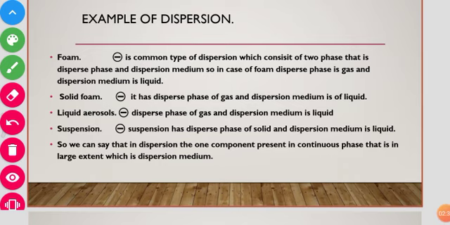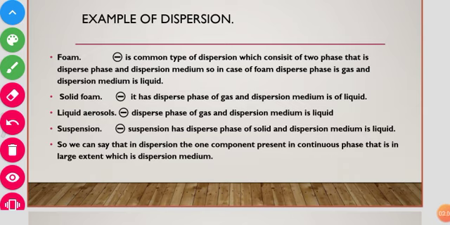Let's see some examples of dispersion. As we know, the dispersion is composed of two different phases, that is the dispersion phase and dispersion medium. The dispersion phase contains the solid particles or, in case of solution, the solute, while the dispersion medium is usually a solvent or liquid in state. So our first example is foam.